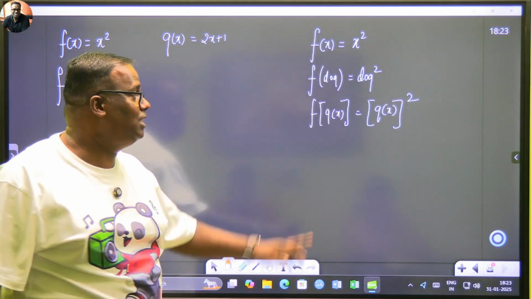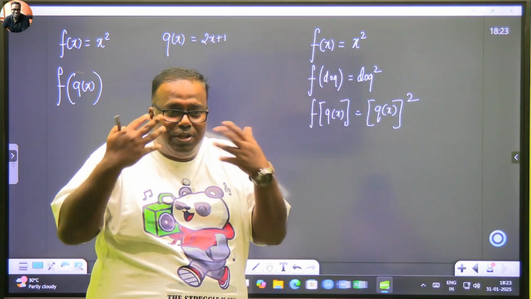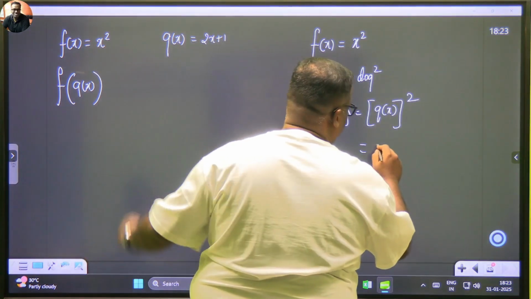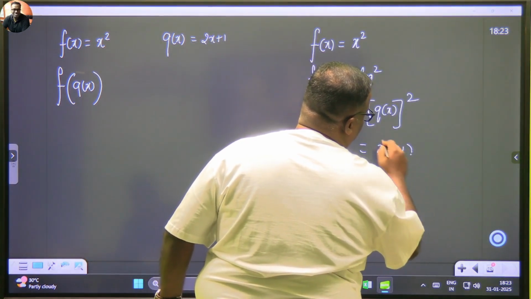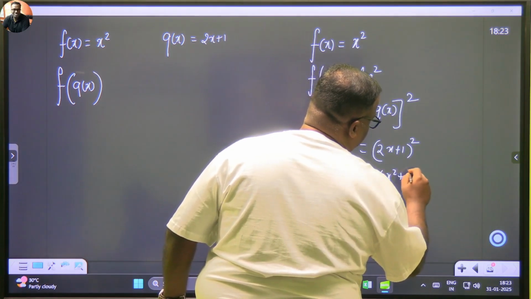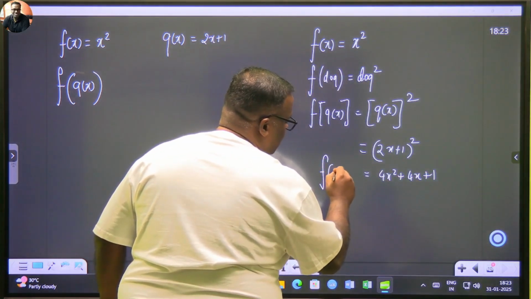G of x square. But understand this, this is g of x squared. Means the g(x) function will be squared now. Now come, what is the g(x) function, beta? 2x plus 1. You have to square this. 4x square plus 4x plus 1. This is my f of g of x.